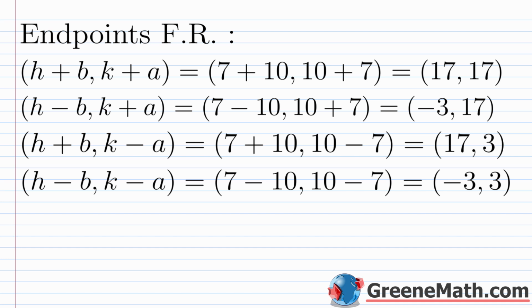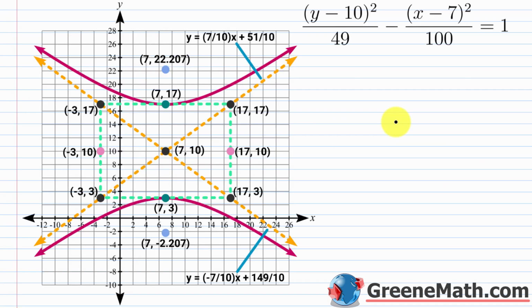Endpoints of the fundamental rectangle, you're going to get 17, 17, negative 3, 17, 17, 3, and then negative 3, 3. All right, so looking at the graph, we know the center is at 7, 10. We were given the vertices of 7, 17, and 7, 3. We were given the foci, and this is an approximation: 7, 22.207, and then 7, negative 2.207.